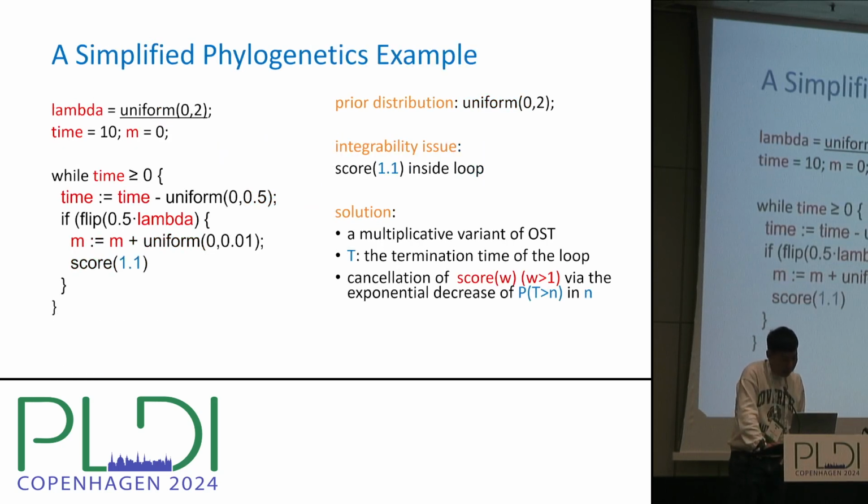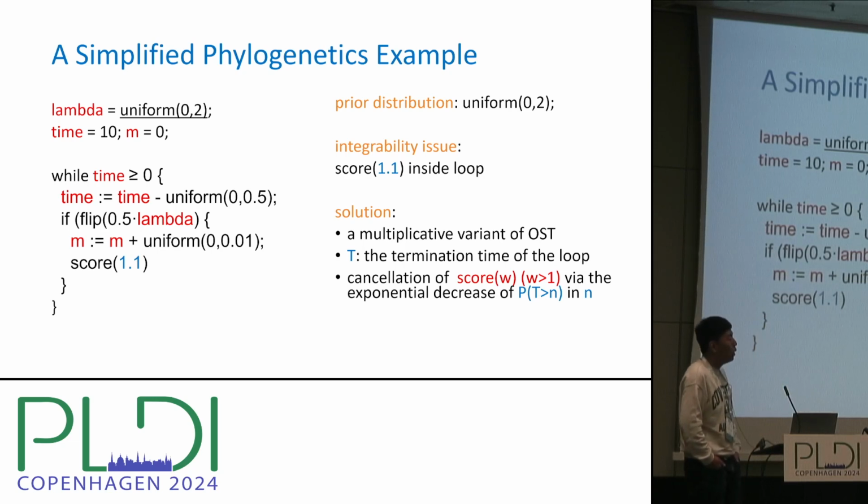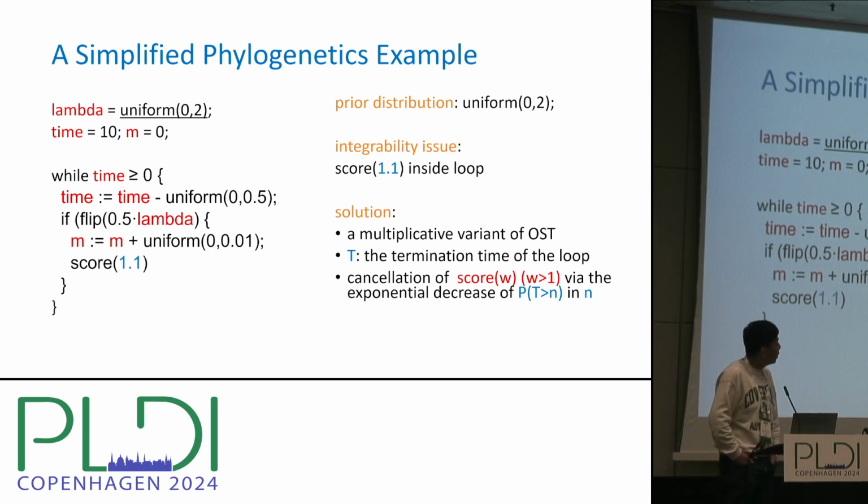So in our research we find that there are some Bayesian inference problems which have a score of weight greater than 1 inside the loop body. So if we have unbounded loops here, then it may be the case that the score value may incur an integrability issue. So here we derive a new OST variant to handle this case.